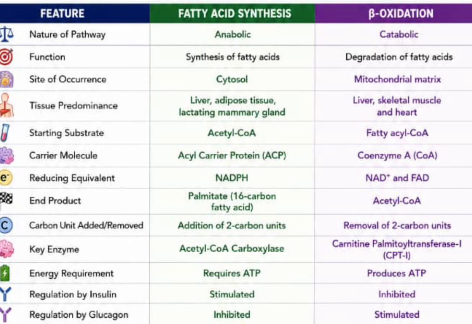Energy requirement now. Fatty acid synthesis needs ATP. It requires ATP. Very, very important, because when you want to condense acetyl-CoA and malonyl-CoA at the acyl carrier protein, you need ATP there, followed by decarboxylation. But in beta oxidation you don't need ATP. You are producing ATP. But to drive the formation of fatty acid, you need to utilize ATP.